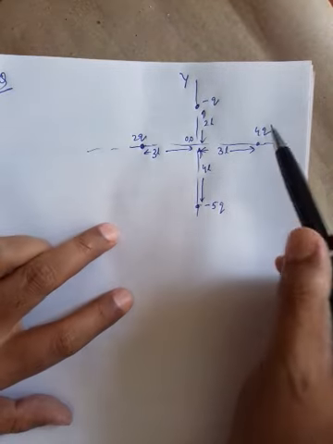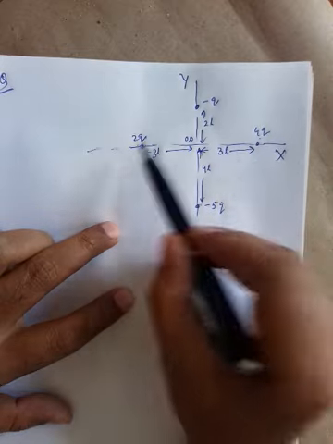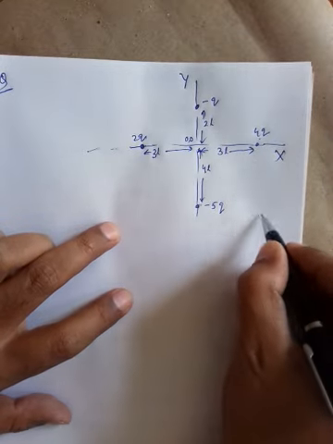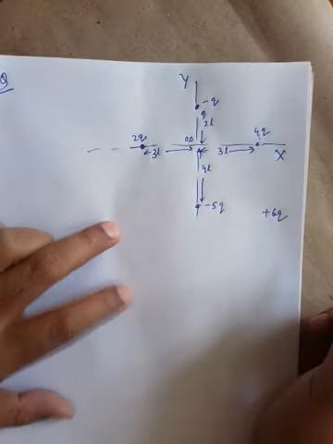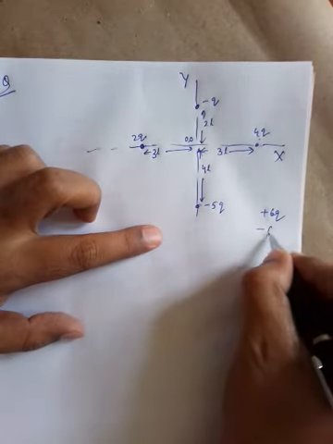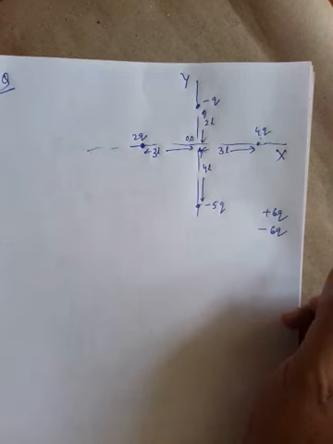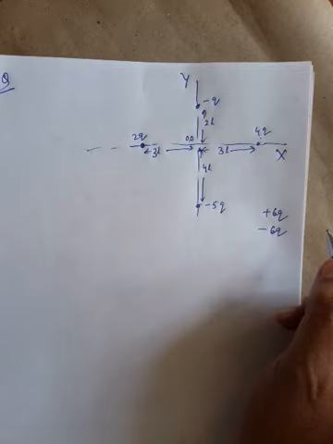In this figure, if you look at total positive charge, plus 4Q and plus 2Q, so total positive charge is plus 6Q. Total negative charge, minus Q and minus 5Q, is minus 6Q. So here also equal and opposite charge is present. The problem is that positive charge is not at a particular place. Similarly, negative charge is also not at a particular point.